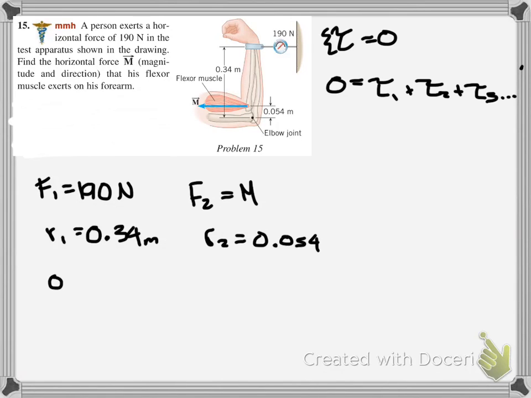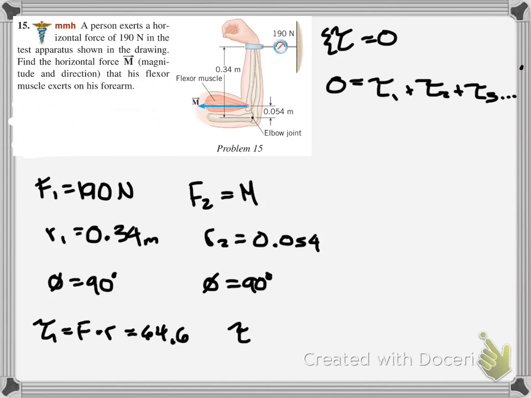Okay, so you know that your net torque is 0 and that your theta is 90 degrees. That means that sine 90 is 1, so you don't have to worry about that. So torque 1 is equal to F times R, which is 64.6, and torque 2 is equal to F2 times R2, which is 0.054 M. You know that torque 1 plus torque 2 is 0.